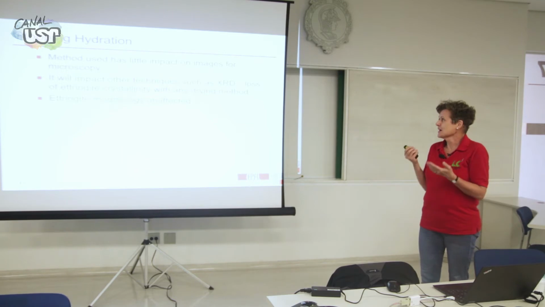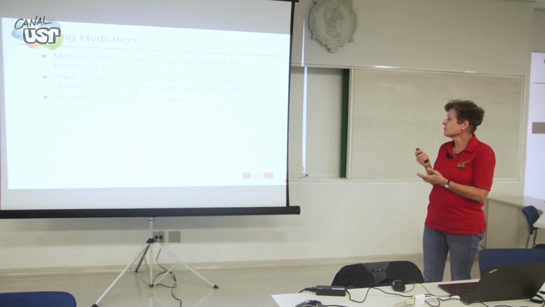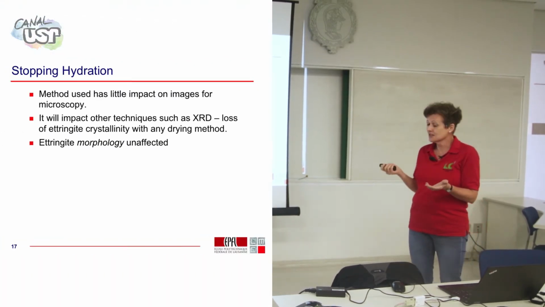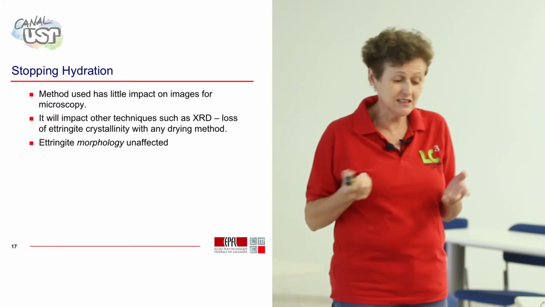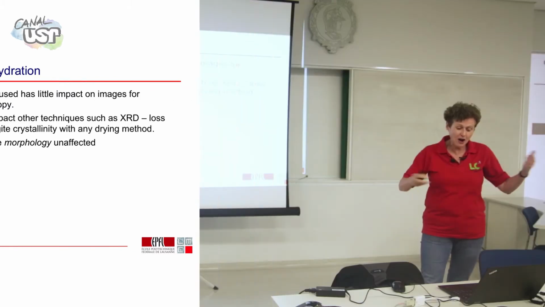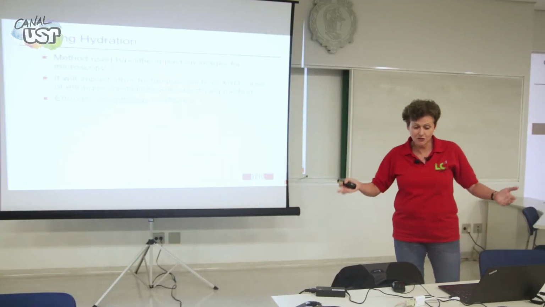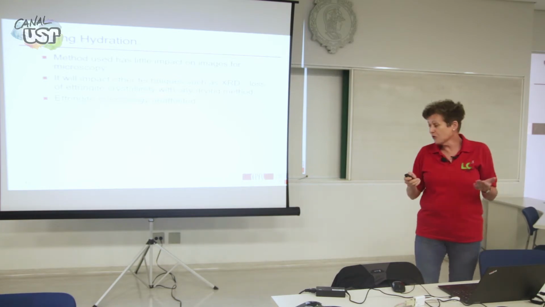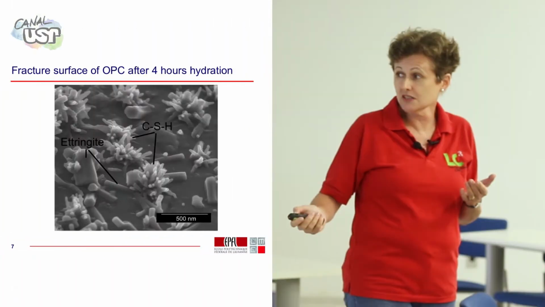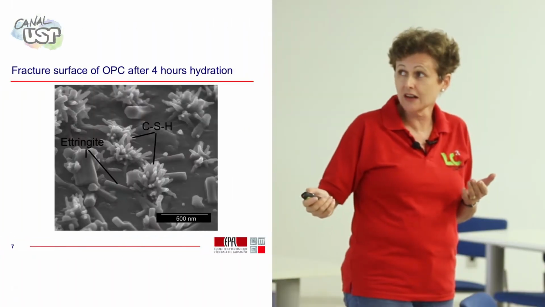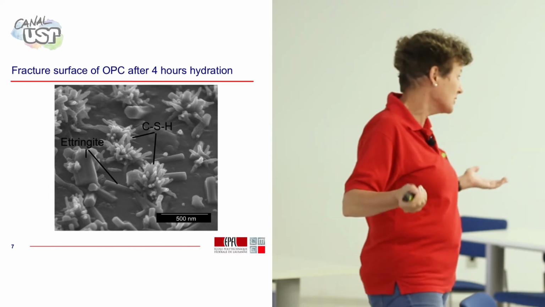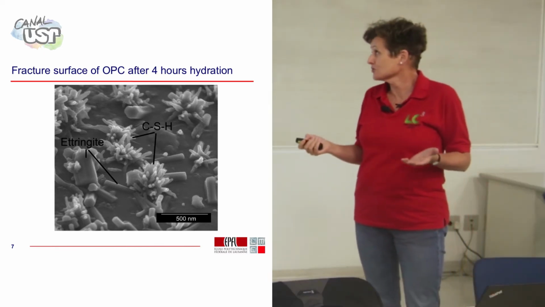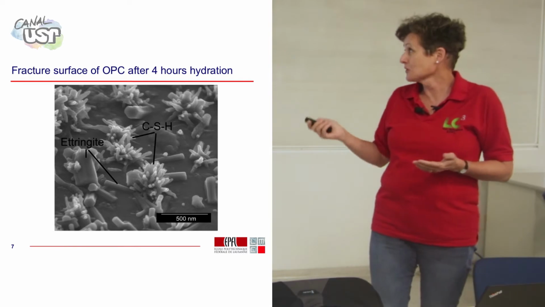So my method has little impact on the images. It will impact the other techniques as we've seen. And even ettringite, which you hardly have to sneeze at for it to lose its water, the morphology is well preserved, as we saw in this image back here. So this is perfectly good for identifying ettringite. That ettringite has lost all its water and its crystal structure, but it still looks the same.